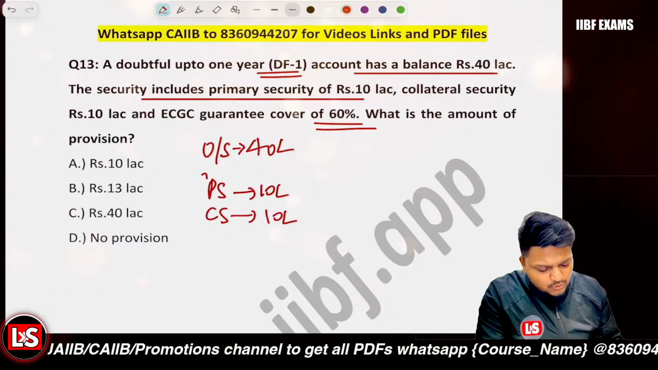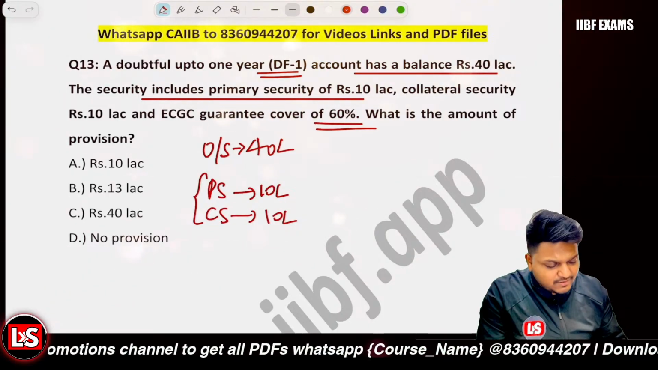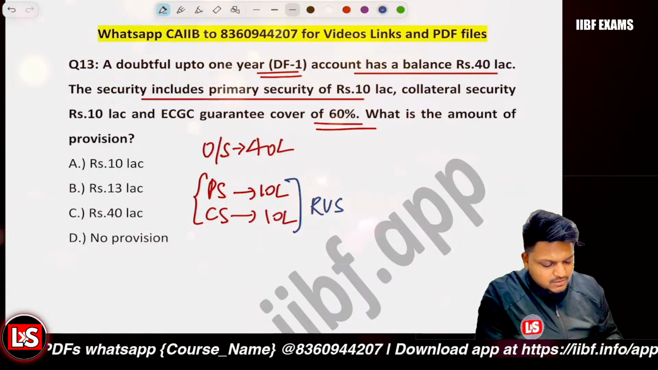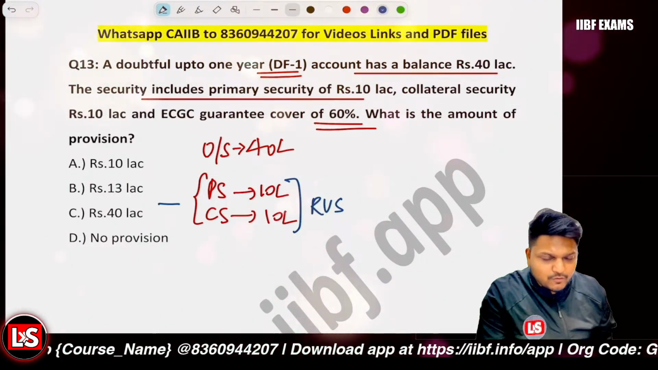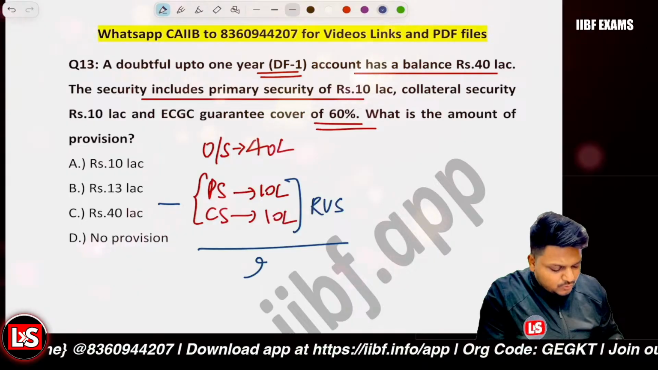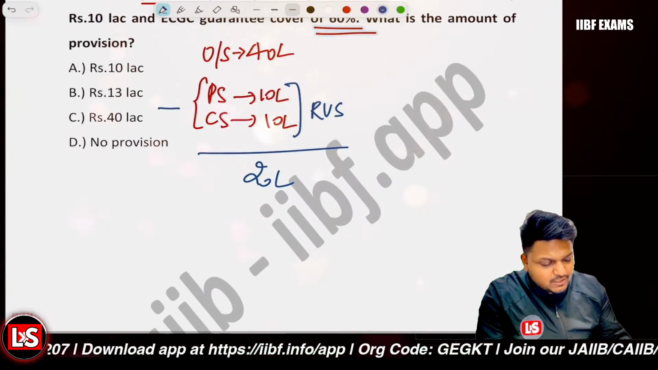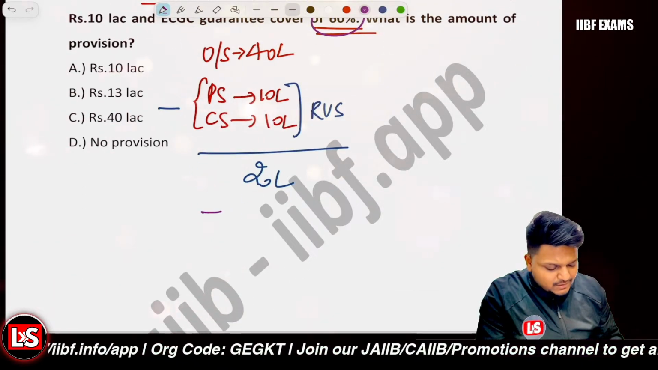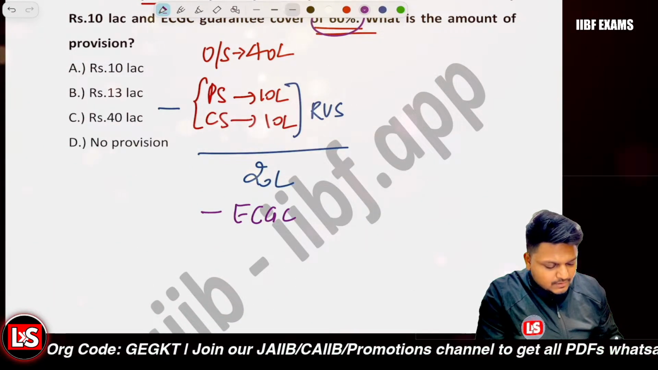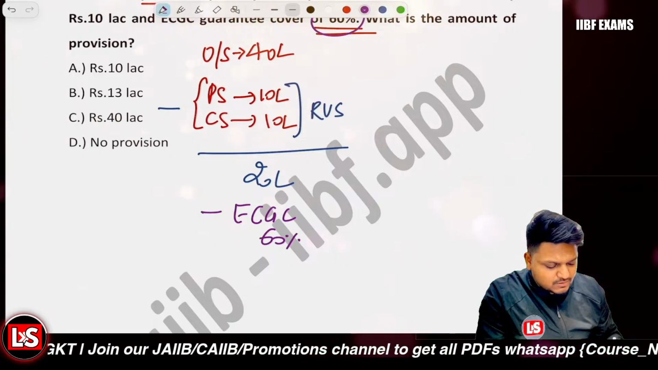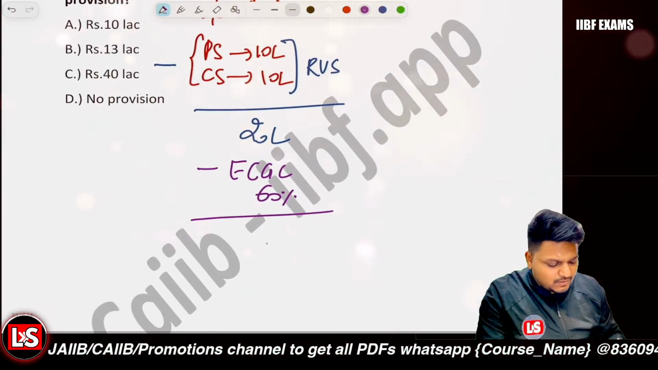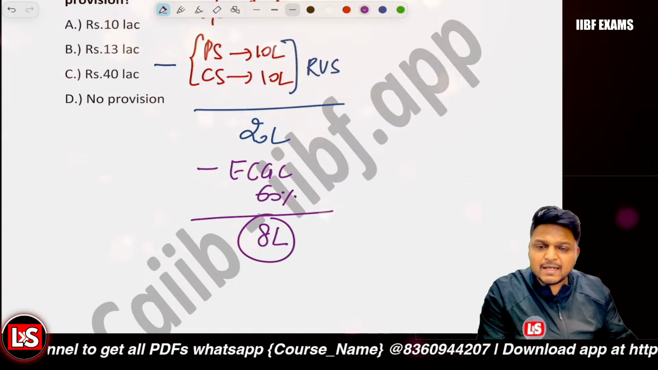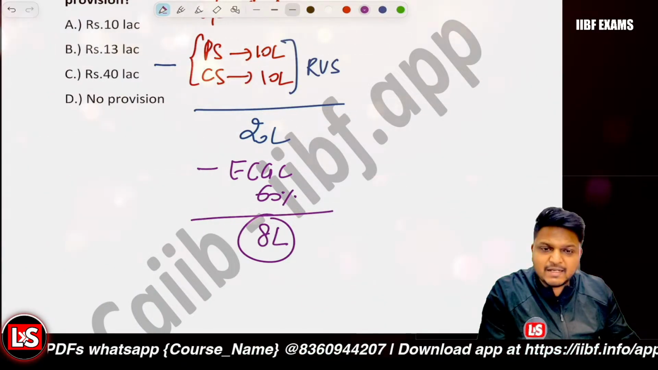So this is a secured balance, the realizable value of security, the RVS that is available. If we subtract this from the total amount of 40 lakh rupees, we are left with 20 lakh rupees. Now we have to adjust the cover available at 60%. So the ECGC cover of 60% is to be subtracted: 20 lakh minus 12 lakh, that is 8 lakh rupees.